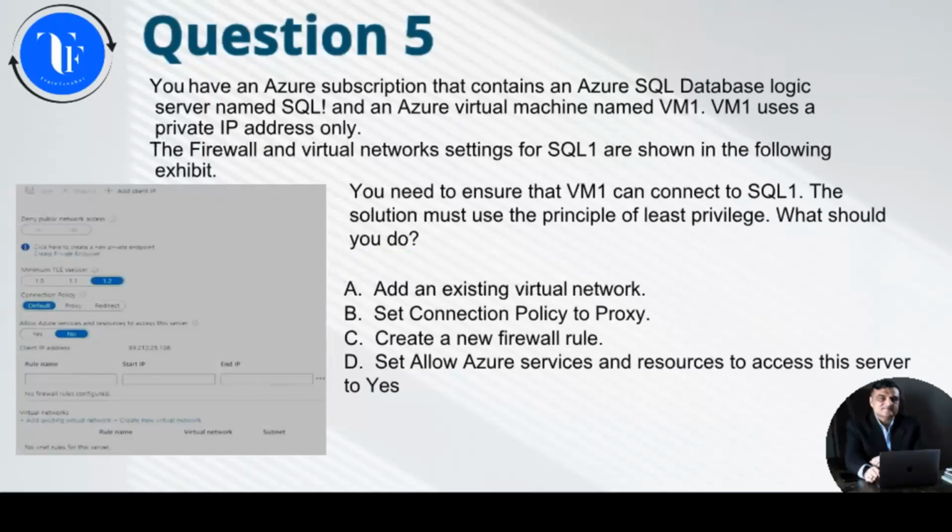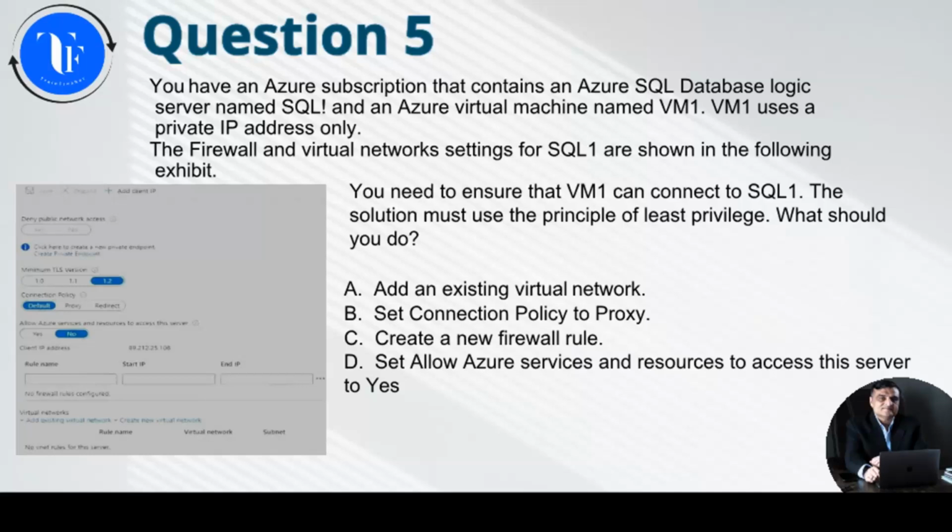Question 5. You have an Azure subscription that contains an Azure SQL database logical server named SQL1 and an Azure virtual machine named VM1. VM1 uses a private IP address only. The firewall and virtual network settings for SQL1 are shown. You need to ensure that VM1 can connect to SQL1. The solution must use the principle of least privilege. What should you do?